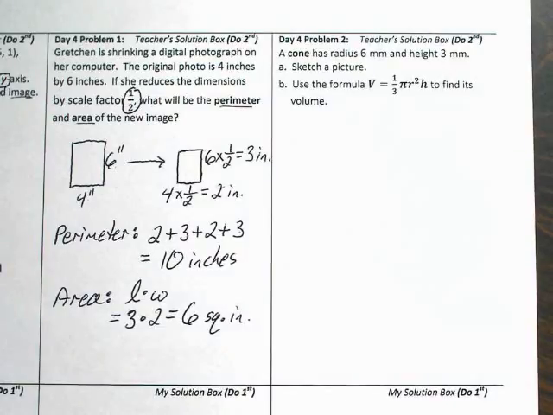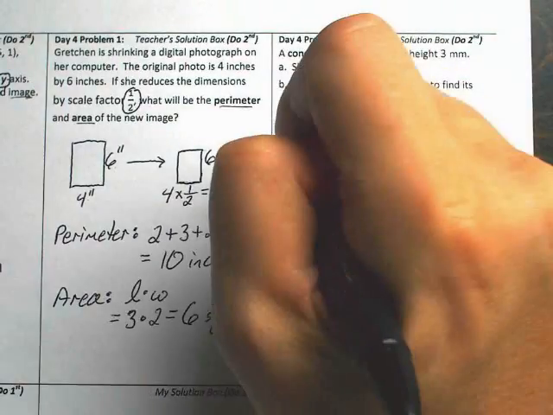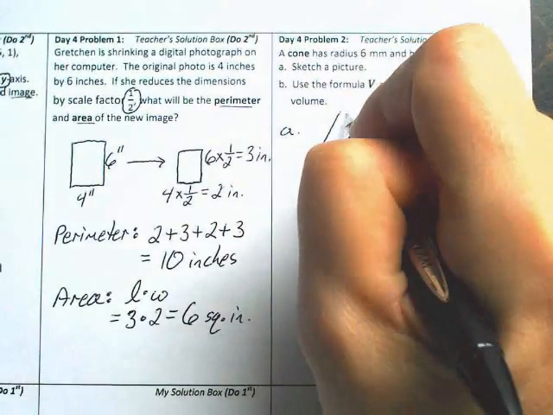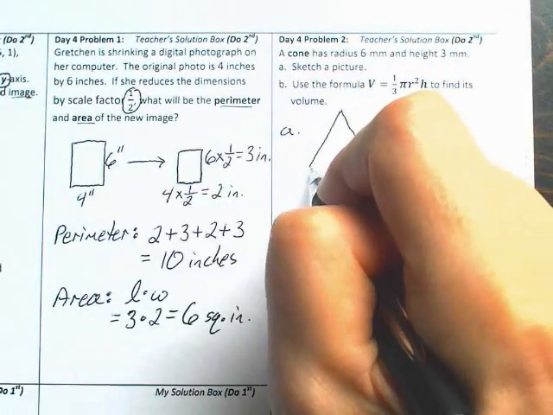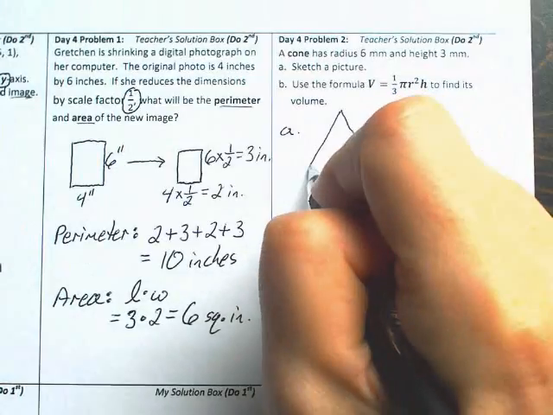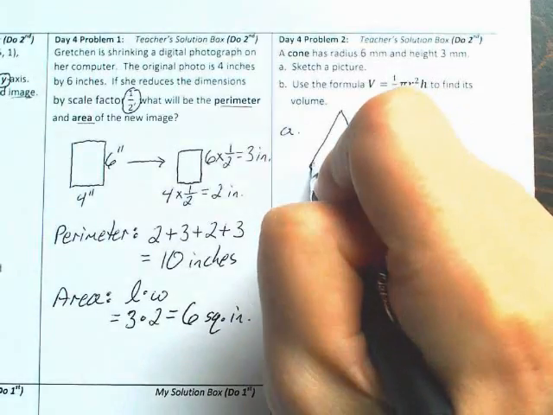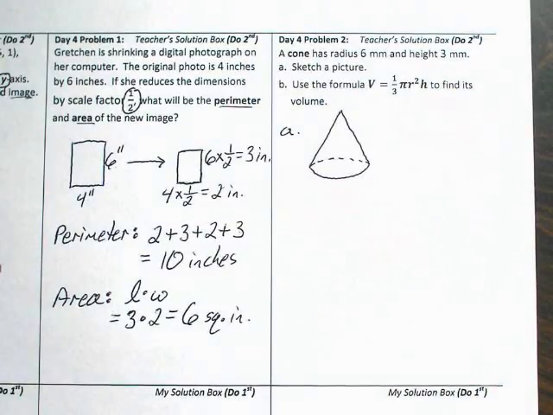Now, day 4, problem 2. A cone has radius 6 millimeters and height 3 millimeters. Sketch a picture. And so we need a drawing of a cone. Well, a cone might look like this. 2 sides that come up to a point, and then I want to show that the bottom of the cone looks round. And so if I curve like this, and this is optional here, but maybe even a dashed curve around that back hidden edge, trying to create the illusion that the bottom of a cone is a circle and that it kind of wraps around.